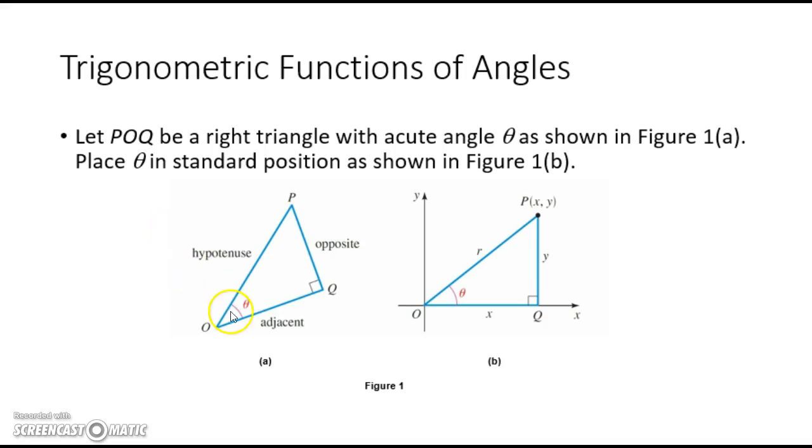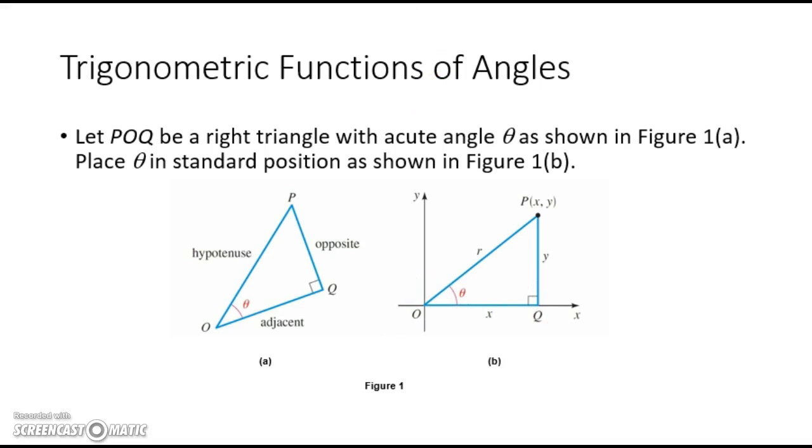So here's a triangle with angle theta. And this triangle has an adjacent side to theta, an opposite side to theta, and a hypotenuse. Remember, the hypotenuse is always opposite the right angle. So we take this triangle and we put it in standard position.